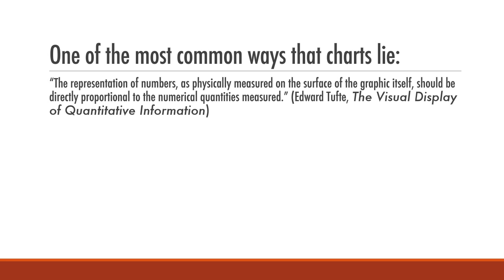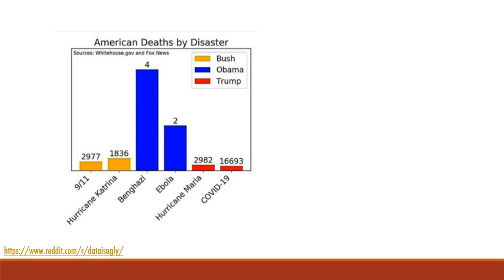I'm going to show you some examples now. Here's a really interesting graphic that I pulled off of that Reddit site. This is showing American deaths by disaster: 9/11, Hurricane Katrina, Benghazi, Ebola, Hurricane Maria, and COVID-19. And these occurred under 3 different presidents, Bush, Obama, and Trump. And you can see that clearly the authors of this graphic were trying to convey a message to you. They are trying to tell you that things were really bad under Obama. But it's pretty easy to pick up the mistake on this graphic. In fact, I showed this one to my children to see if they could figure out the mistake, and they were easily able to pick out the problem here.